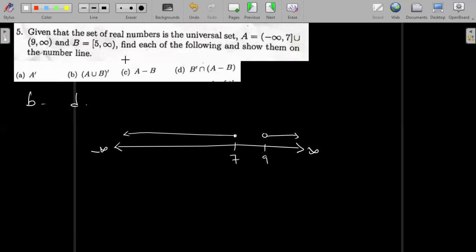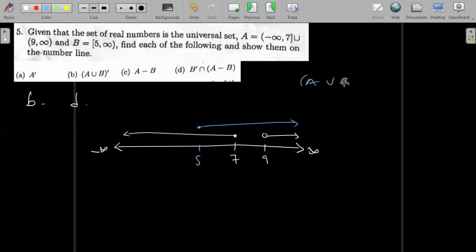And then my B is from 5. Let's say 5 is here. It's closed at 5, and it goes all the way up to positive infinity, like that. So now this is what we get.